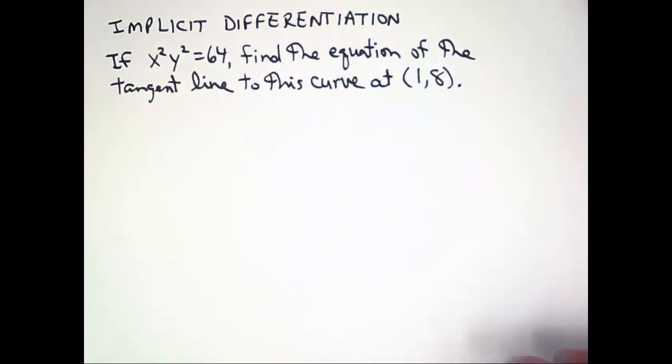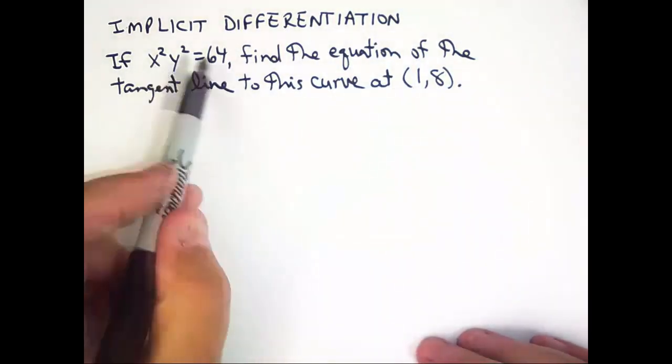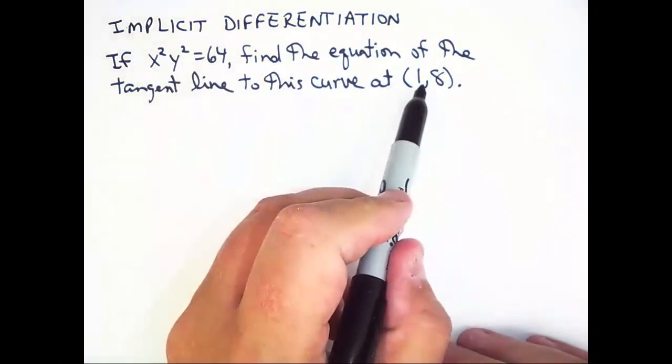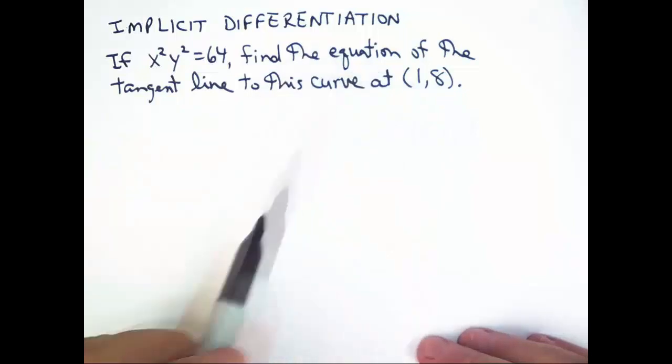Okay. This is sort of an application. It says if x squared y squared equals 64, find the equation of the tangent line to this curve at the point (1, 8). In other words, you've got a curve here, and there's a point of tangency at (1, 8), and you want to find the equation of the line.